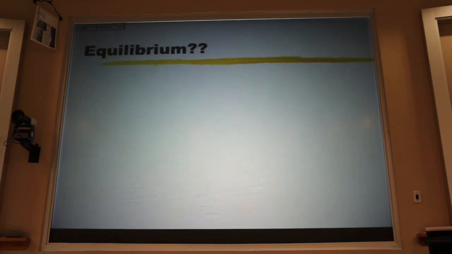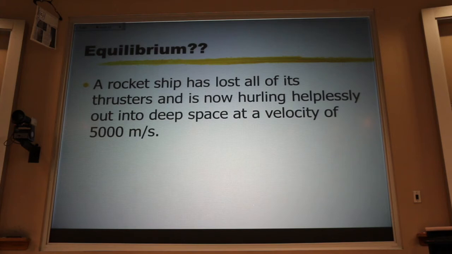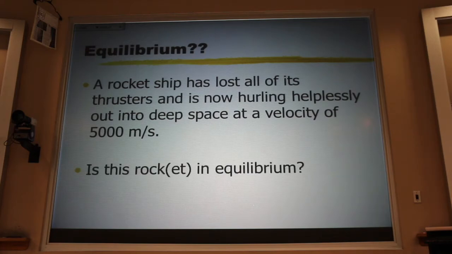Now, let's look at some examples. A rocket ship has lost all of its thrusters and is now hurtling helplessly out into deep space at a velocity of 5,000 meters per second. Is this rocket in equilibrium, yes or no? Yes. If it's a constant 5,000 meters per second in a straight line, that's zero acceleration.